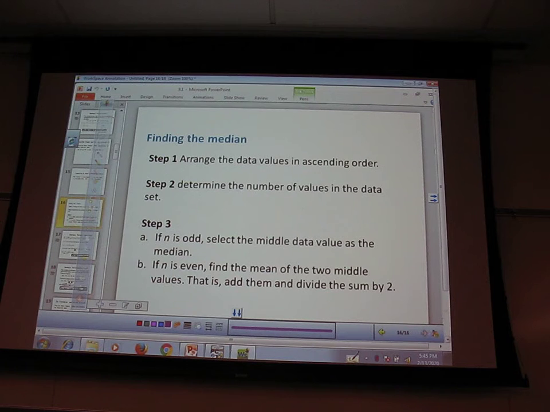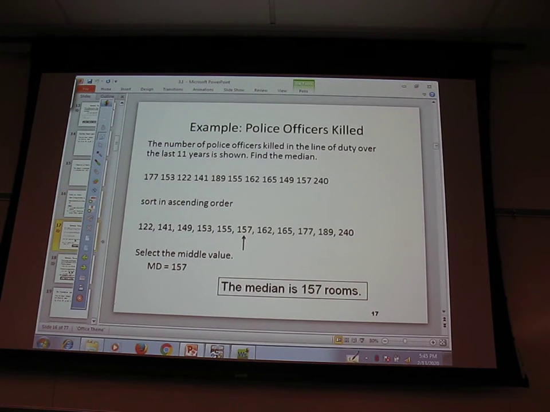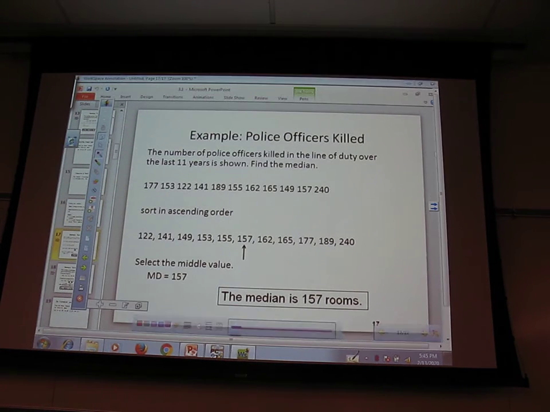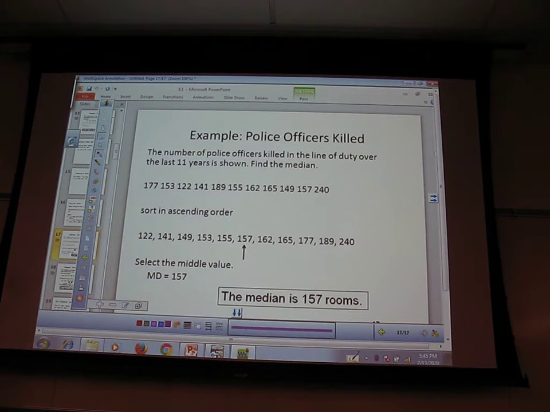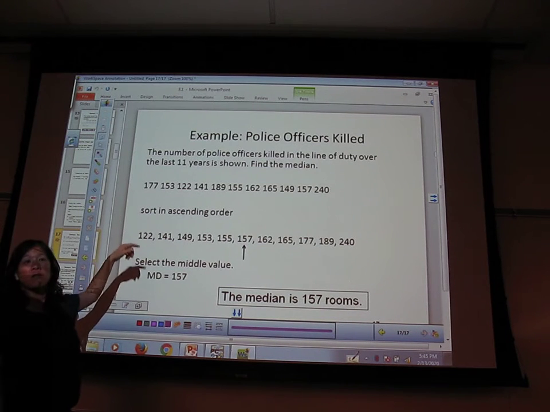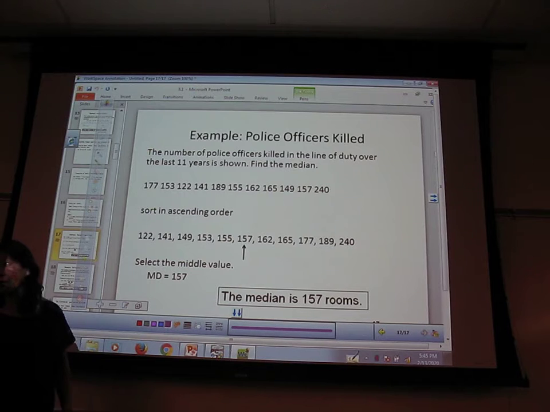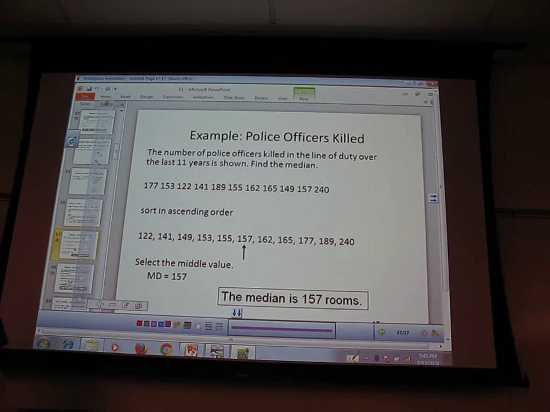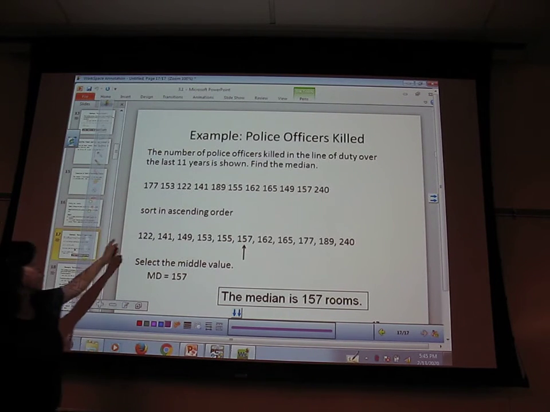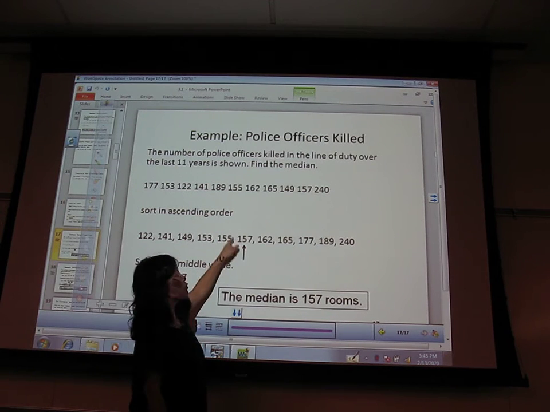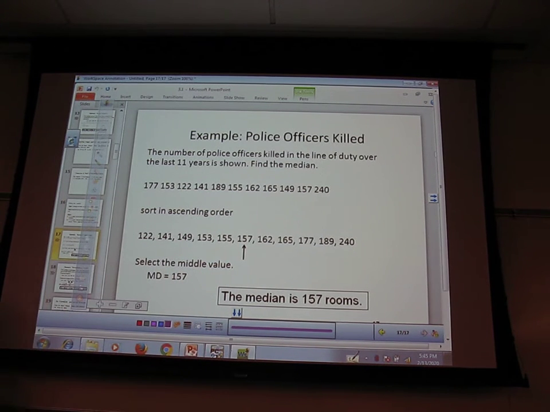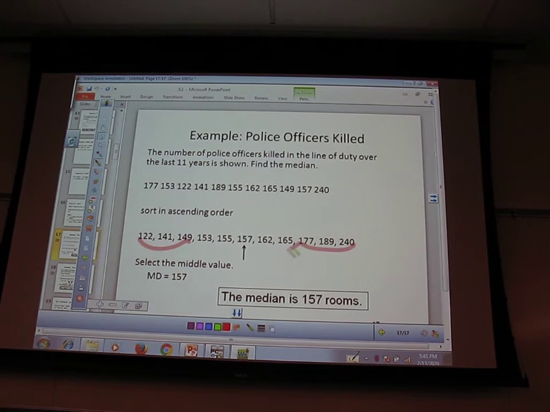Here's the first one. Police officers killed. So here, first put your data in order, so you can find the one that's numerically in the middle. Not the one that randomly happens to show up in the middle, but the one that's numerically in the middle. Put them in order. There's an odd number, so there's just one in the middle. That's the median, 157. How do you know? I usually do this. I go, okay, 3 this way, 3 this way, 2 this way, 2 this way. Oh, one in the middle. That's my median. Simple as that.